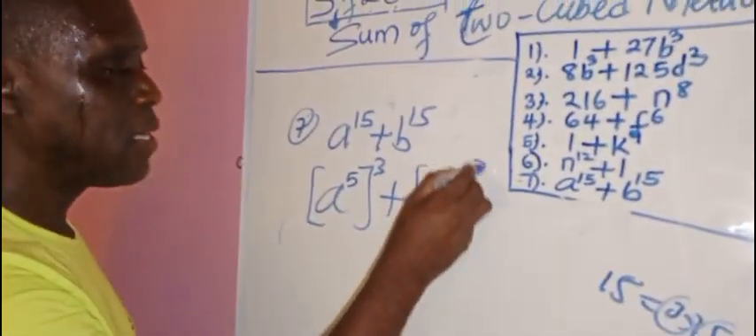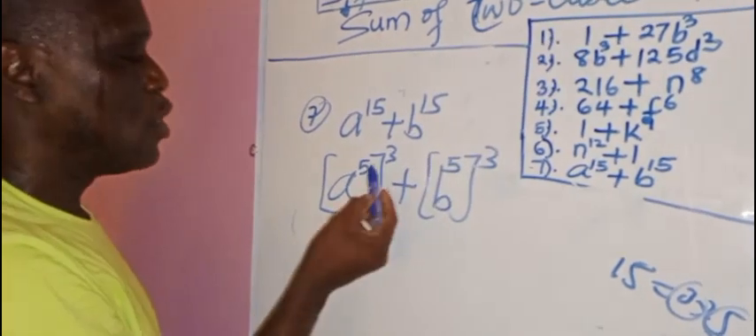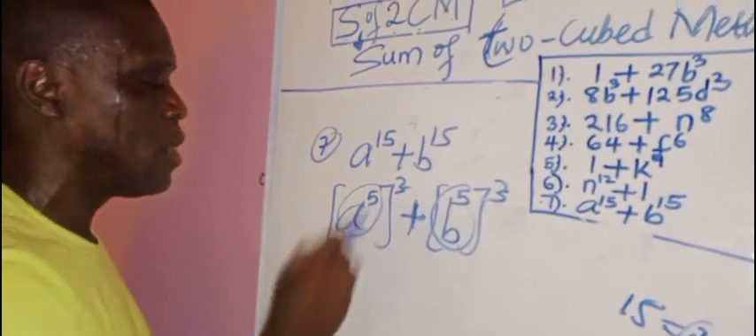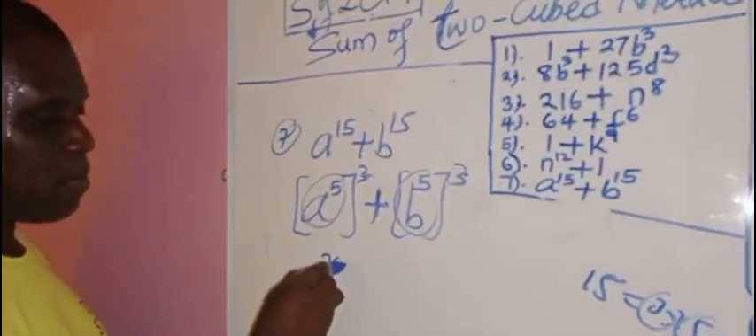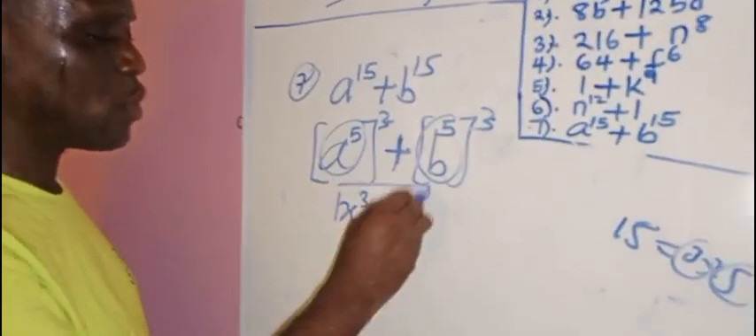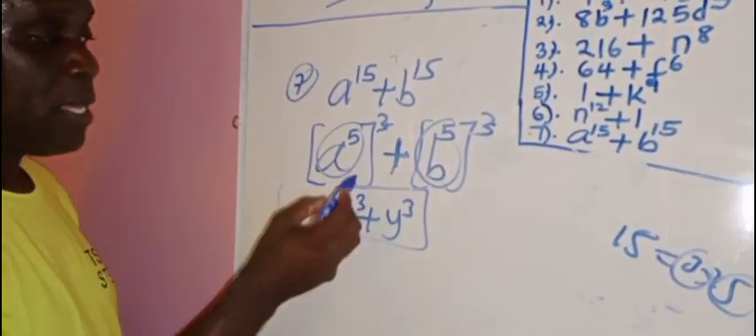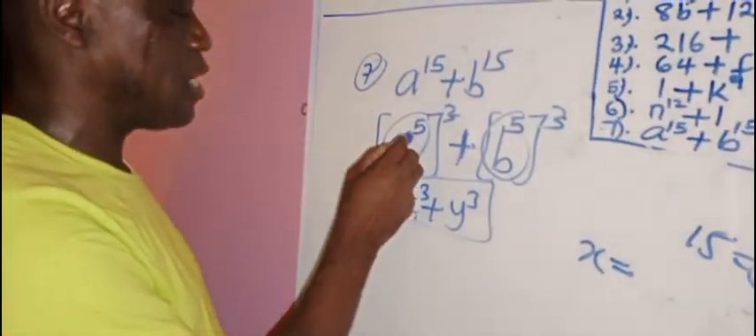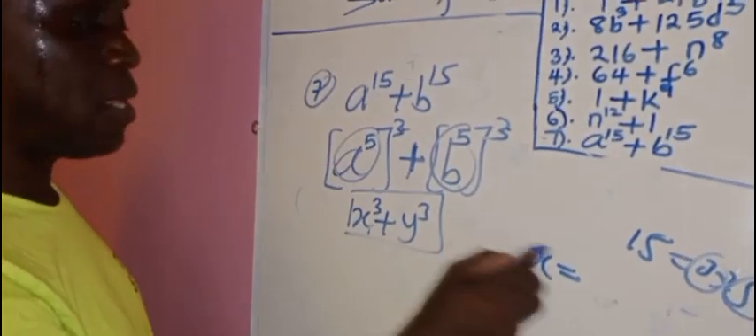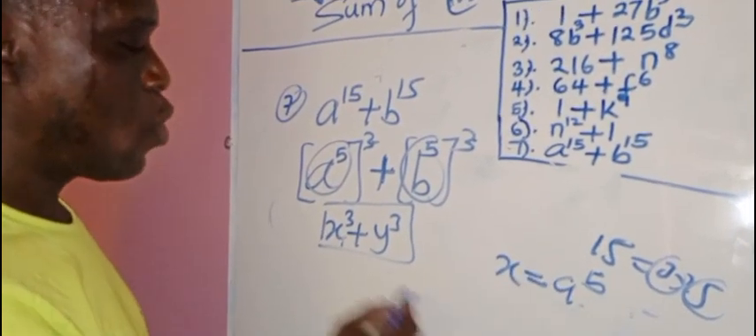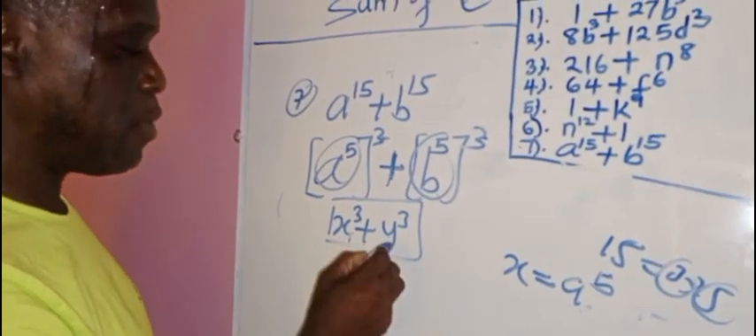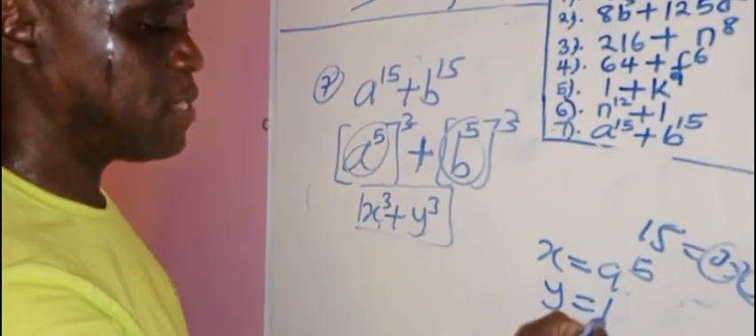So I can use sum of 2 cubes. This item and this item are both cubes, and this is sum. Meaning that I can say x raised to power 3 plus y raised to power 3. You use this one to write out the formula in the way I've been doing. Then you now say that your x, you compare this to this. What is your x? A raised to power 5. Let's finish this. What is your y? Your y is b raised to power 5.